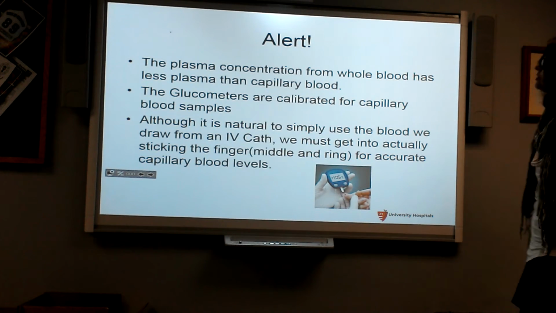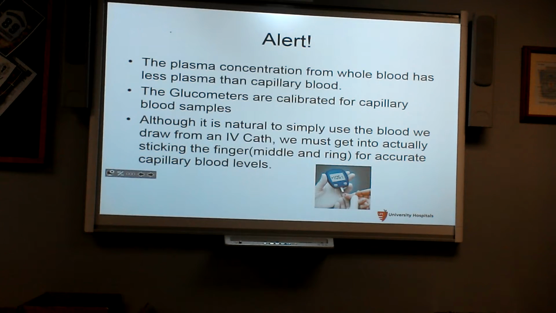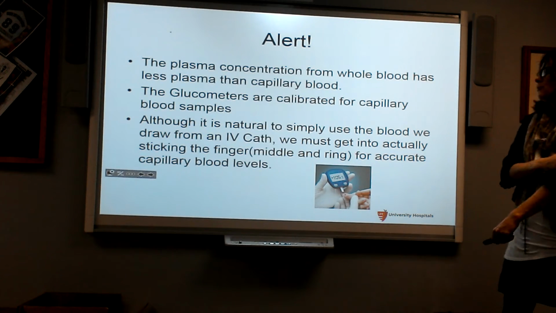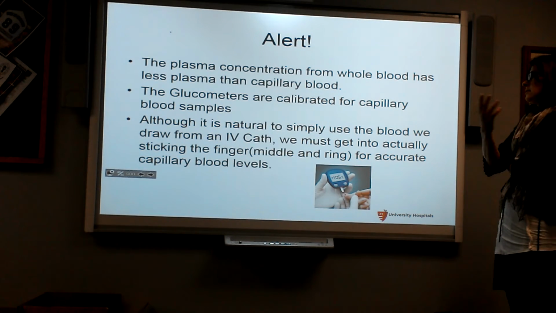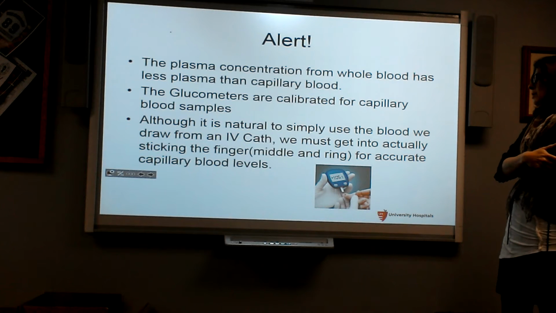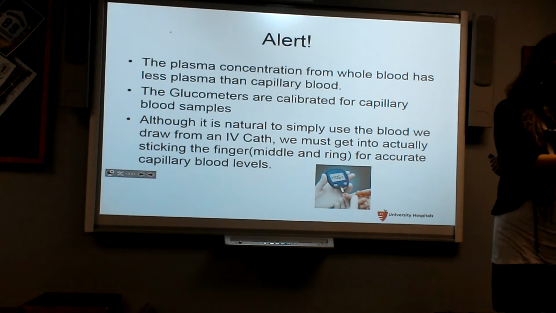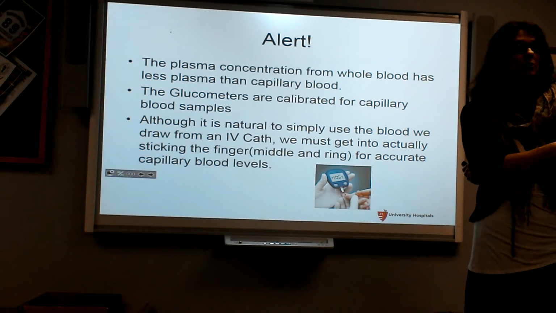And this is what we were talking about. Whole blood from a vein has less plasma concentration than capillary blood. Glucometers are calibrated for capillary blood samples. Usually you want to use the IV cap just because it seems like a natural thing, but you really need to do either the middle or the ring finger. Those are the two best: your middle and your ring.